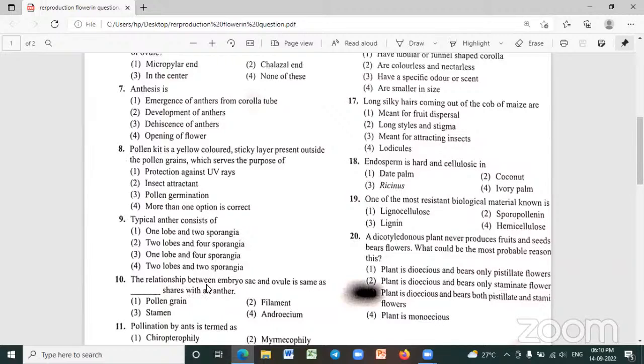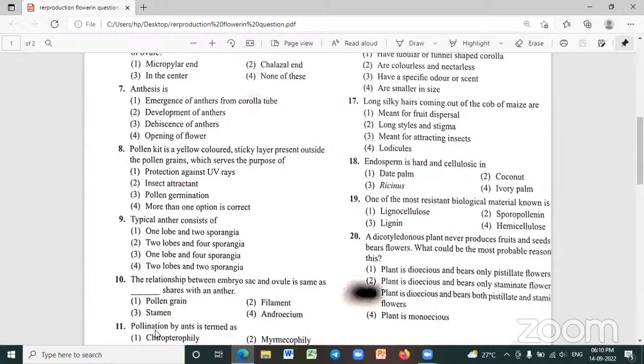Tenth one: the relationship between the embryo sac and ovule is the same as dash share with an anther. The relation between embryo sac and the ovule is very, very important. Whether the pollen grains, or filament, or stamen, or androecium, do these three come or not? Just imagine, these three are not possible. Filament has no use. Androecium is essential, but it is not important for the relationship between the embryo sac and ovules. Which one is important? Pollen grains are very, very important. So this is the same share with the anther.